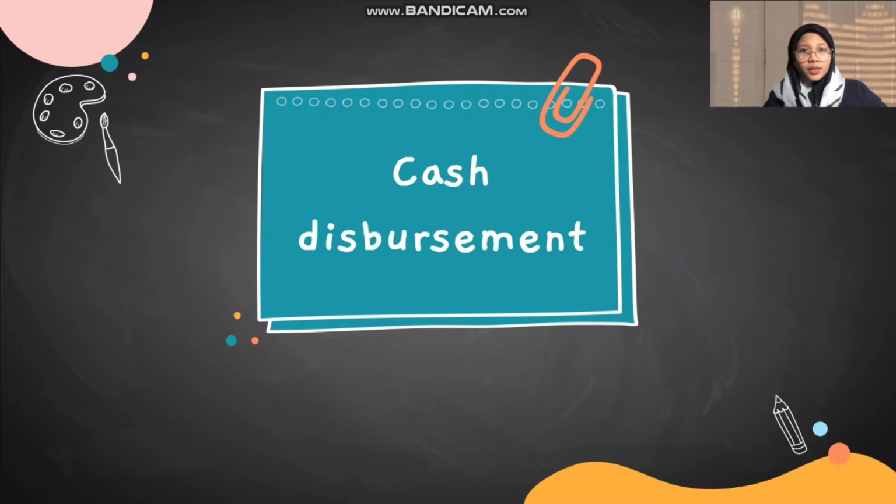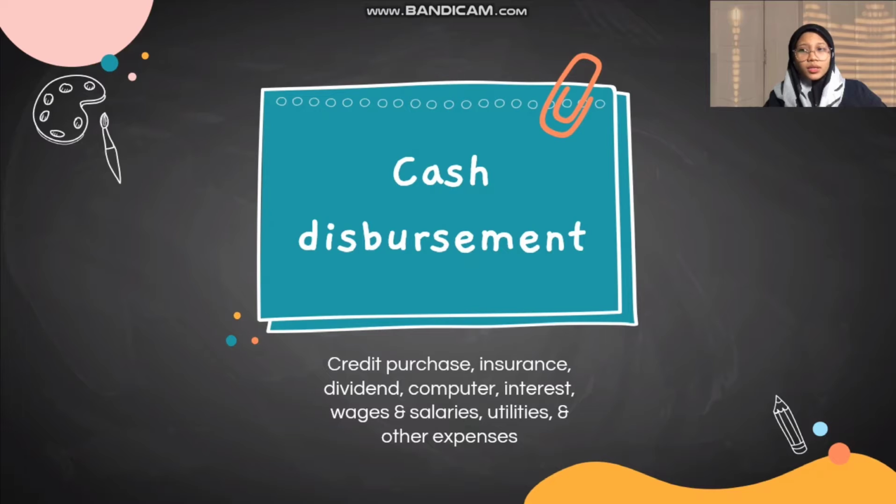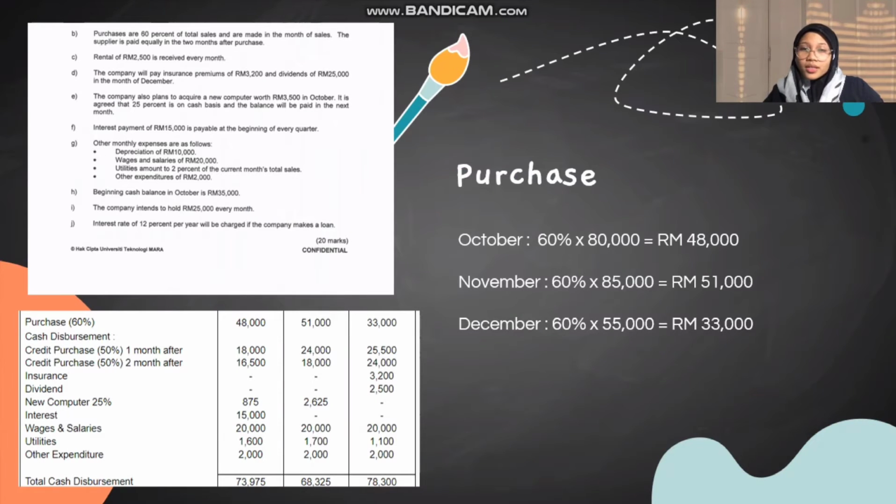There are credit purchases, insurance, dividend, computer, interest, wages and salaries, utilities, and other expenses. So here is the question and the answer for purchases and cash disbursement. First, we're going to look at the purchases, where the question says purchases are 60% of total sales and are made in the month of sales, and the supplier is paid equally in the 2 months after purchase.